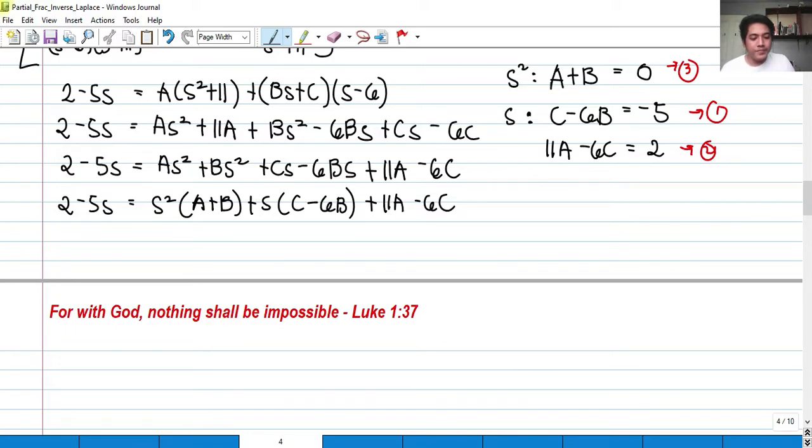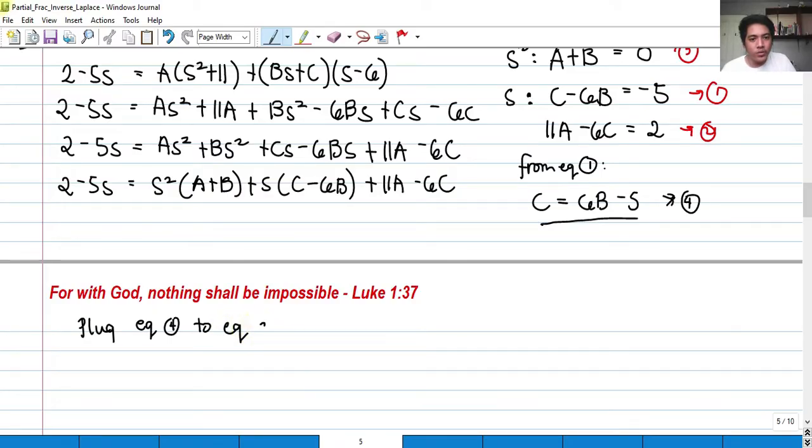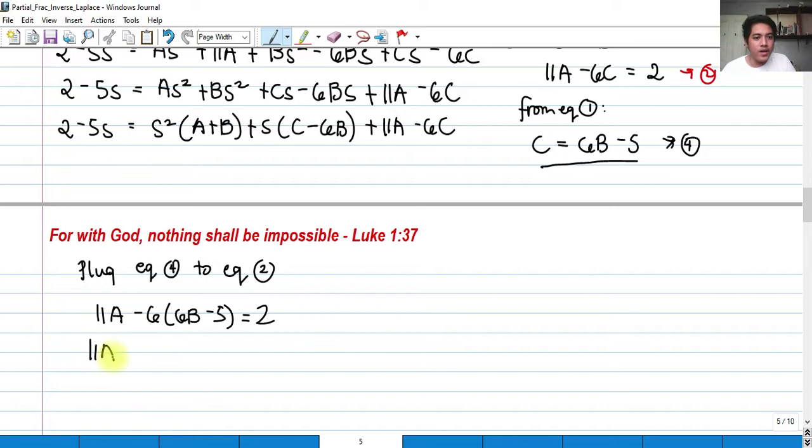So if I'm going to manipulate this equation, from equation 2, I can get this in terms of c. So c is now equal to 6b minus 5. That is equation 4. So what will I do? I will plug equation 4 into equation 3. So we have 11a minus 6 times (6b minus 5) should be equal to 2. So 11a minus 36b plus 30 is equal to 2.